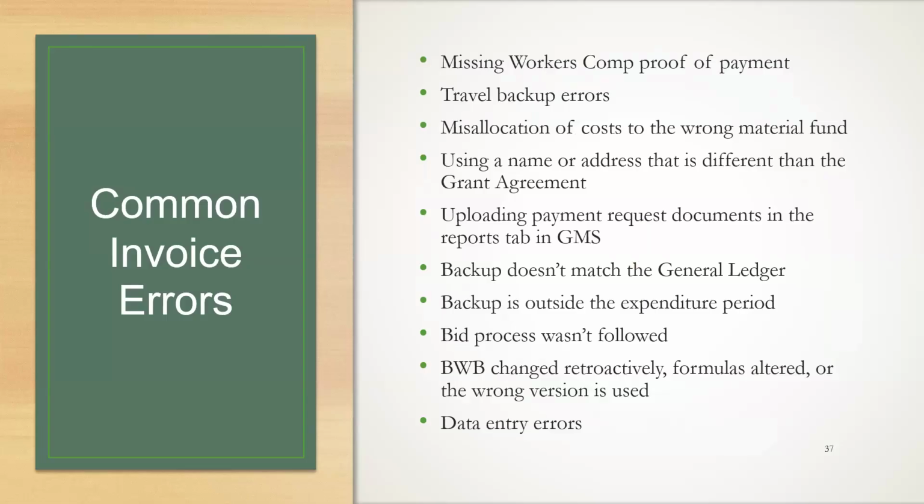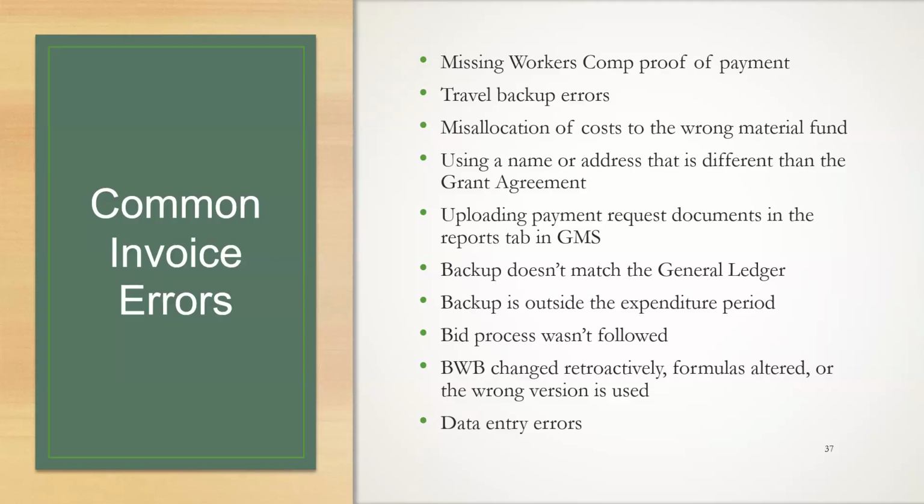Common invoice errors that we see: missing workers' comp proof of payment. I don't know why that one's a blind spot for so many people, but be sure to include proof of payment for that. Travel backup errors. It's complicated. We get it. It's complicated for us too when we get to travel. So work with your grant manager if you have questions. Misallocation of costs to the wrong material fund.